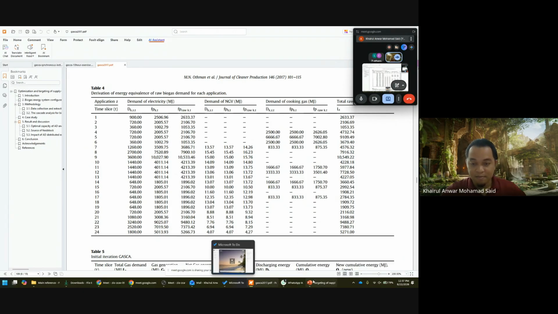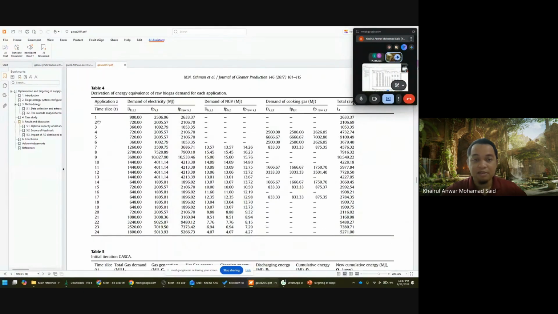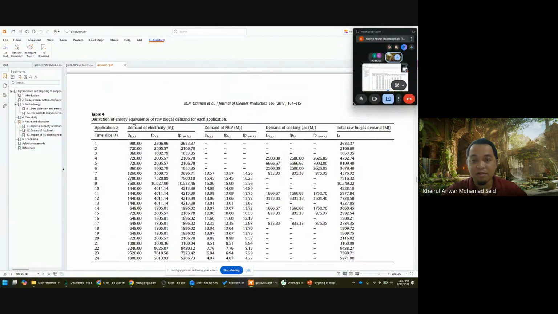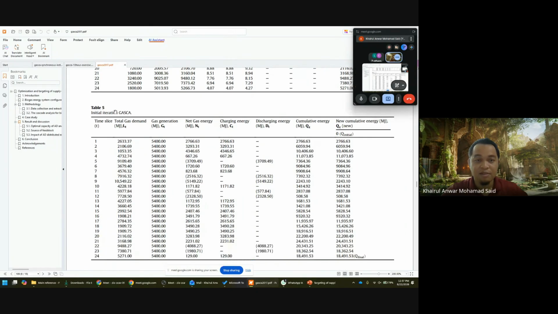Next, since we have finished with table 4, this is not a pinch yet. The pinch starts here. This is the gas cascade analysis, the initial iteration.